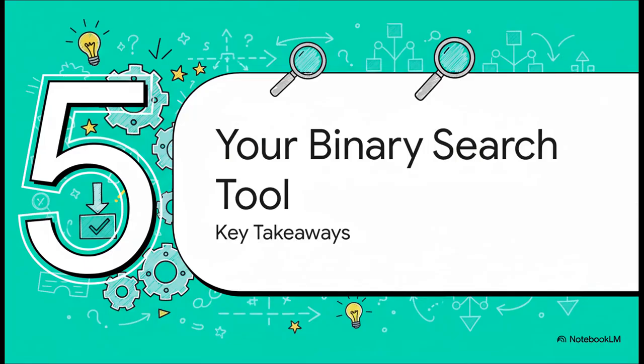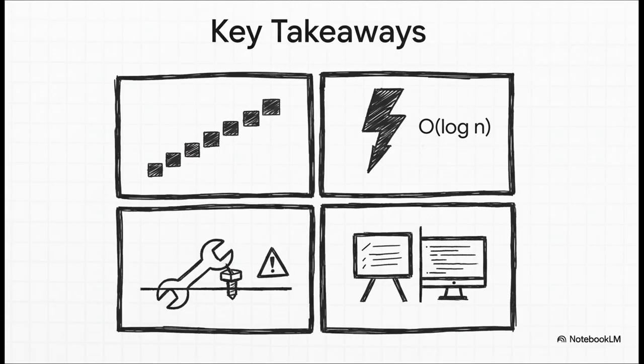Phew, okay, we've covered a lot of ground here. So let's distill all of this down into a final toolkit of key takeaways, the stuff you really need to remember. Here are the 4 things you absolutely have to burn into your brain. Number 1, the non-negotiable prerequisite is that your data must be sorted, no exceptions. Number 2, its speed is its superpower, that incredible O of log n time complexity. Number 3, implementation is tricky. Be super careful with your boundaries and always use that safe midpoint formula. And number 4, this is not just some academic exercise. It's a fundamental pattern that comes up constantly in coding interviews and in real-world software.